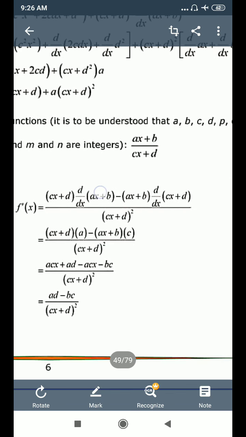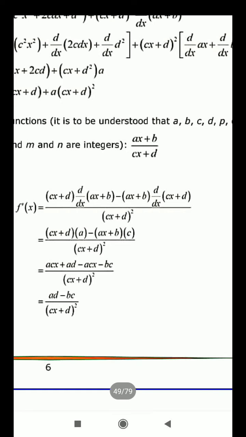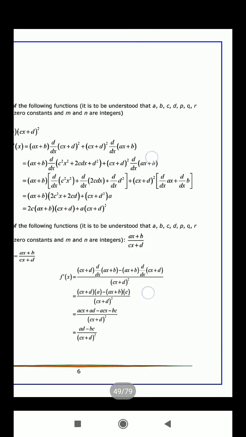Now derivative of ax plus b, I have just explained in the previous question also. You will differentiate ax and b: differentiation of ax, a as it is, differentiation of x is 1, so it will be a only, and differentiation of b is 0. So I have taken it as a. Similarly, differentiation of cx plus d will be c only, because derivative of cx, c as it is, differentiation of x is 1 and derivative of d is 0, so it is c only. Now you just simplify it and you will get the answer.